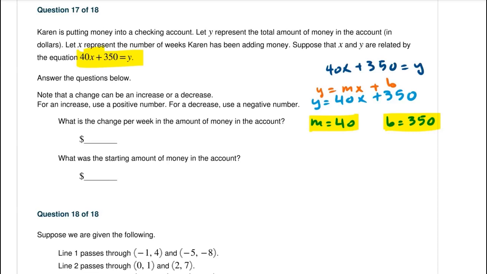Okay, so let's look at the first statement. What is the change per week? Here's the giveaway: when you hear per, each, and every, that will tell you about slope. What is the change each week in the amount of money in the account? So in this case, it's $40 increasing, so it's positive $40. What is the starting amount of money in the account? Remember, the beginning is $350. Okay, that's it for number 17.